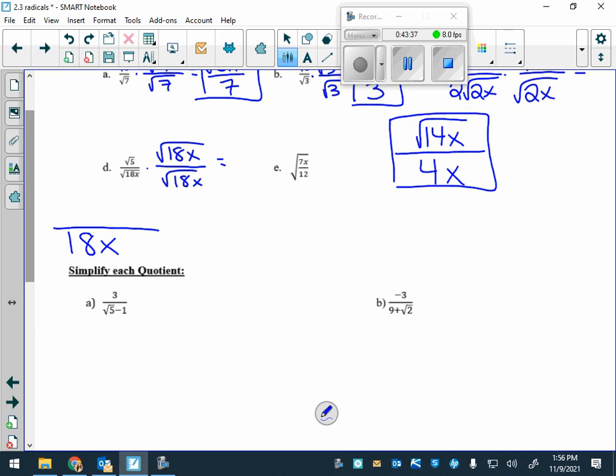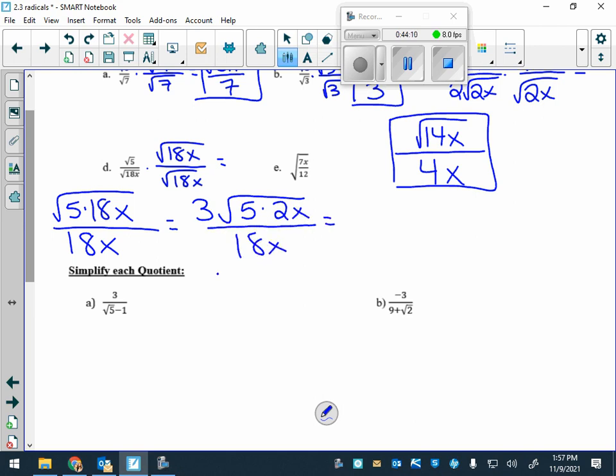How can I simplify that? Well, 18 breaks up into what? What does that simplify to? Yeah. 3 square root of 2. But since I have that 5 there, this is what it looks like. 3, then I have 5 times 2 times x over 18x. So I have 3 times... Can I simplify anywhere?